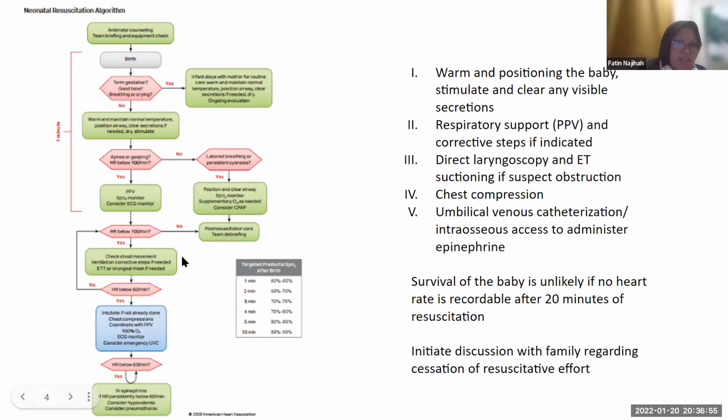If after that the heart rate is still below 60 beats per minute, we intubate if not already done, and then we do CPR like in the previous video. We coordinate with positive pressure ventilation, give 100% oxygen and ECG. If the heart rate is still below 60 beats per minute, the last option is to give epinephrine, either through umbilical venous catheterization or intraosseous.